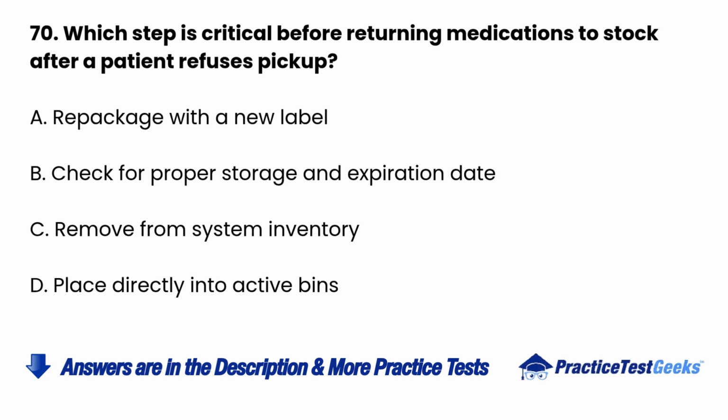70. Which step is critical before returning medications to stock after a patient refuses pickup? A. Repackage with a new label. B. Check for proper storage and expiration date. C. Remove from system inventory. D. Place directly into active bins.